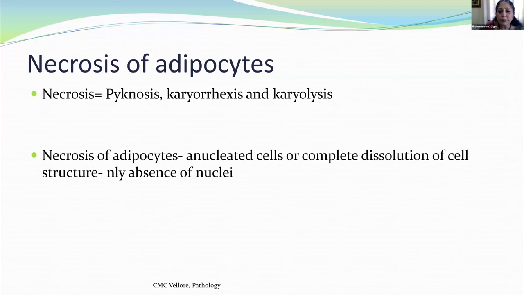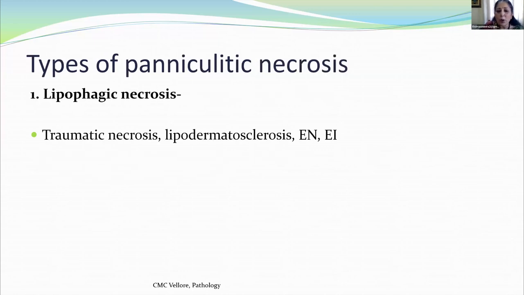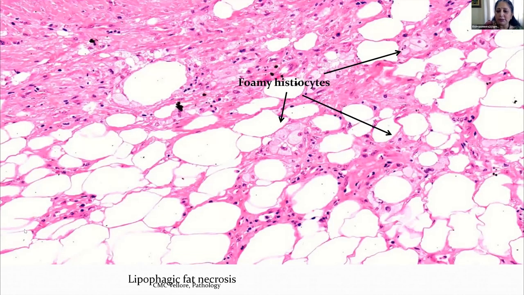Now, necrosis of adipocytes can be of 7 types. One of them is lipophagic fat necrosis, which you will see either in traumatic necrosis, erythema induratum, or erythema nodosum, where what you find is you have a lot of foamy histiocytes, like you see here, in the center of the lobule. Usually when you see foamy histiocytes alone, always remember you must ask for special stains. You ask for PAS, you ask for Gram, you ask for TB, you ask for LEP. In case they're all negative, then you say there is lipophagic fat necrosis.